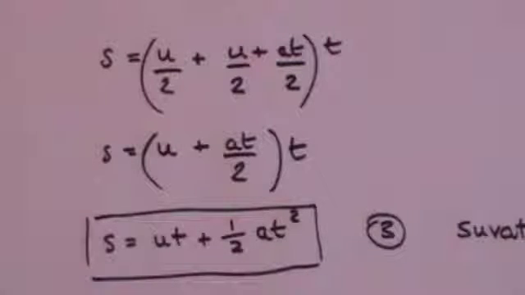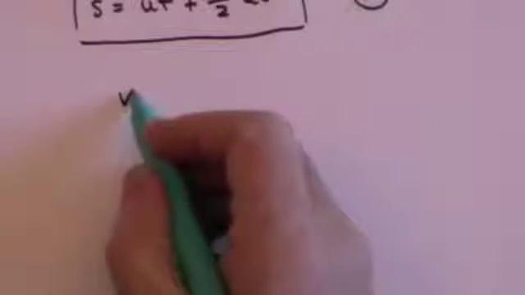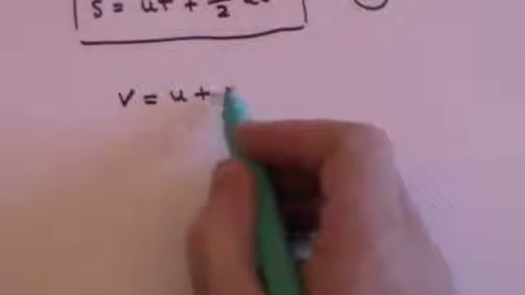And this one shows you the distance, the initial velocity, the time, and the acceleration. This particular formula doesn't include v for final velocity. And finally, we'll look at the fourth suvat equation, and we'll start with the second, v equals u plus at, which we've already derived. That's the second suvat equation.